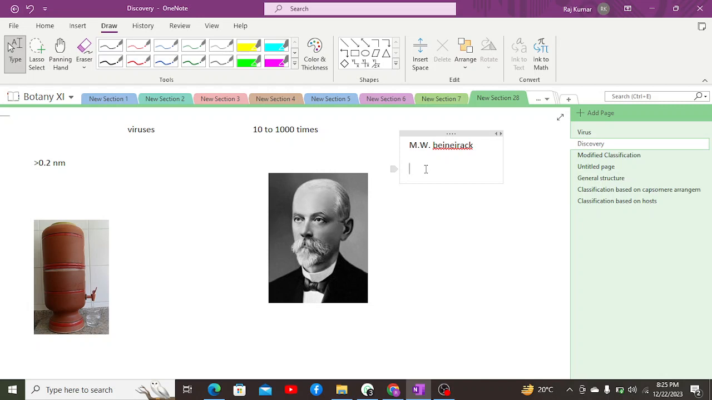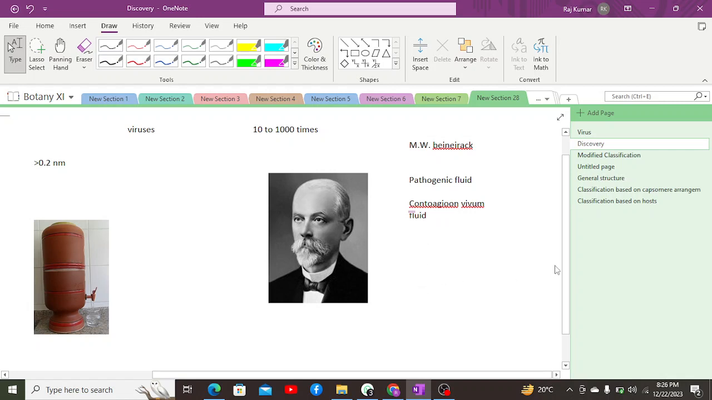And when he utilized those infected leaves, he came to know that this filterable pathogenic fluid was named by him contagium vivum fluid, also known as contagious living fluid. Later, it was named virus by Mr. Ivanovsky.